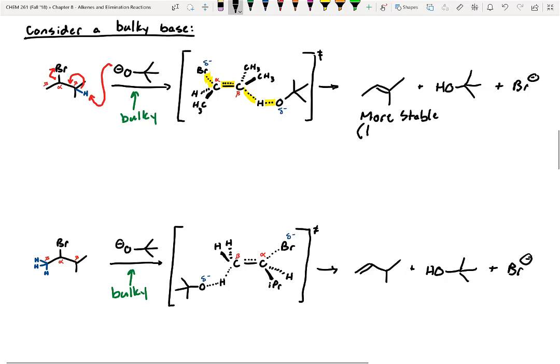This would be tri-substituted. And then we can do the next one. But let's go back and identify the features in the transition state after the second one.